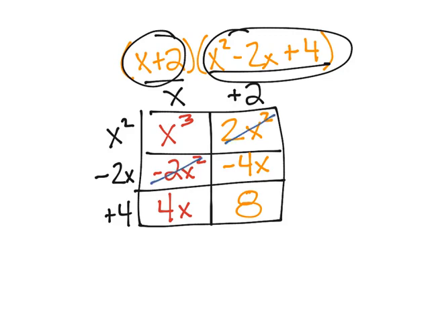Just like in the previous problem, you'll notice that 2x squared and negative 2x squared will cancel each other out, and 4x and negative 4x will cancel each other out. Once again, this leaves just x to the third plus 8 for our final answer.